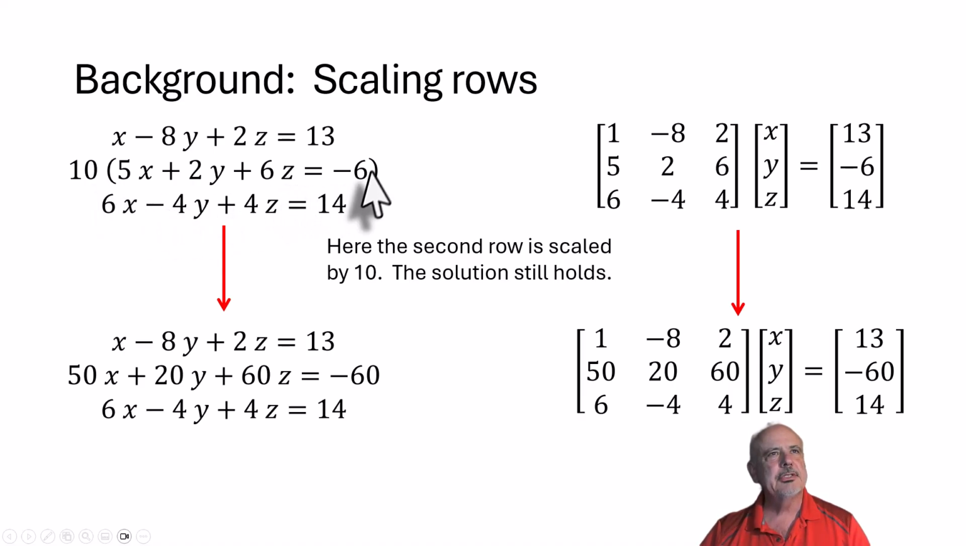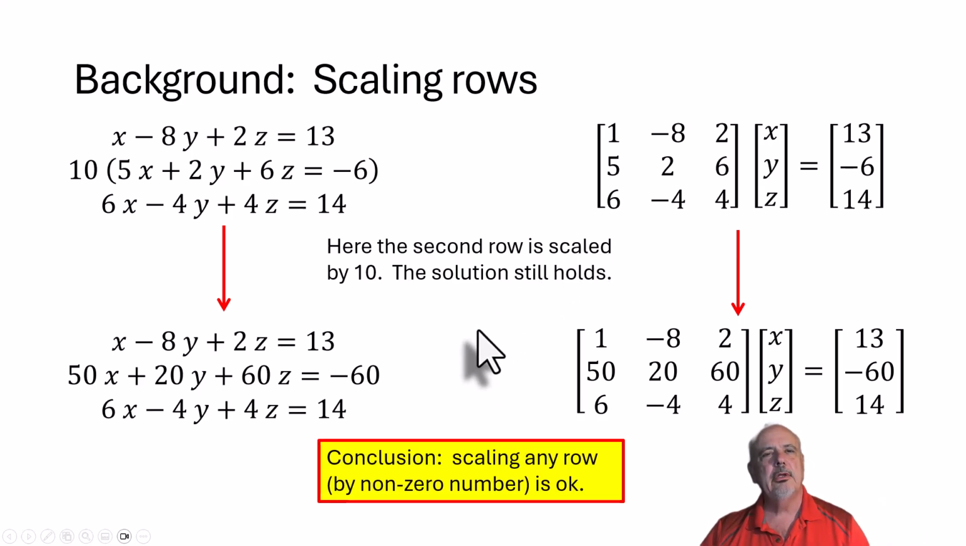So if I were to take the second equation and multiply by 10, what that would give me is 50, 20, 60, and then -60 for that second row. So I'm just going to multiply the second row by 10. That's it. If I were to do that here, the second row would be multiplied by 10 in the matrix representation. So pretty straightforward there.